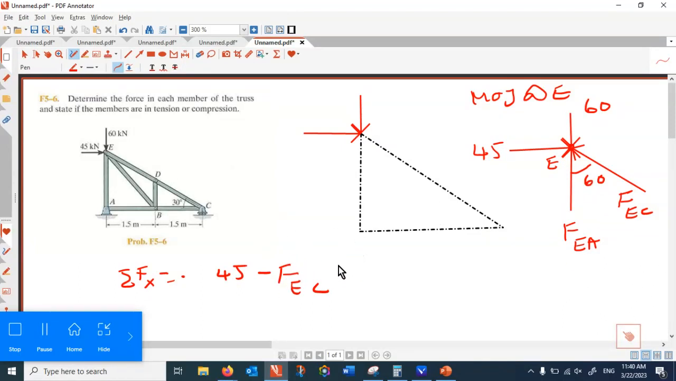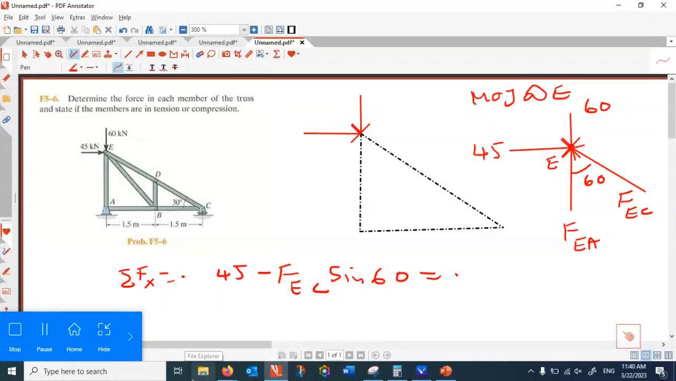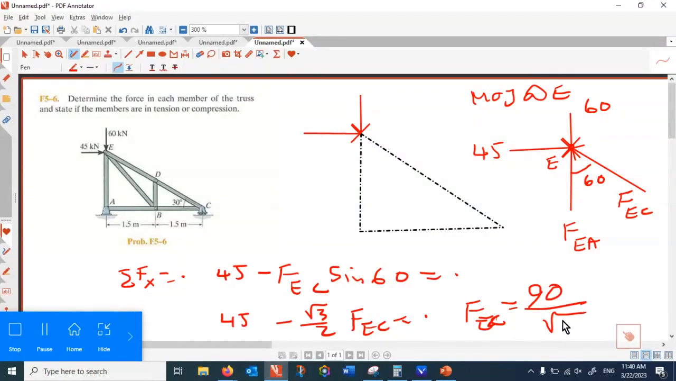So FEC multiplied by sine 60 is equal to 0, and sine 60 is half, is it? No, root 3 over 2. Okay. So that is 45 minus root 3 over 2 FEC is equal to 0. And then you get FEC is equal to 90 divided by root 3 kilonewton.